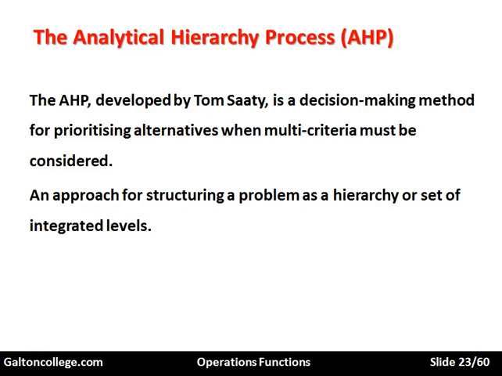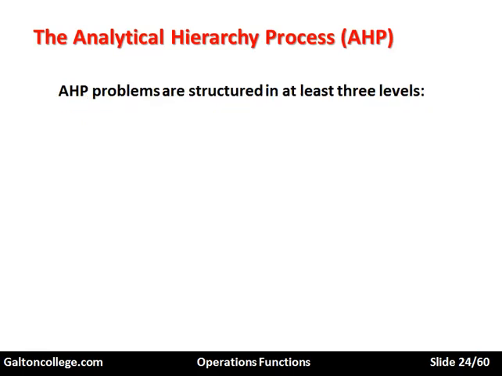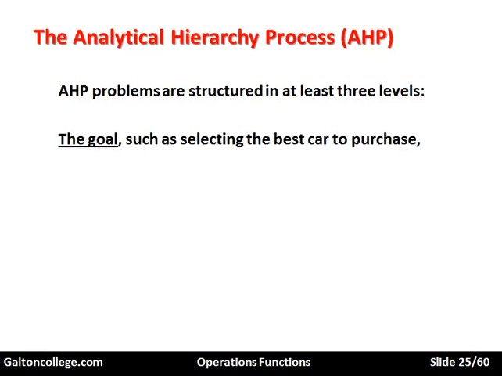Now the solution put forward by Tom Satie, it's actually quite straightforward and it's quite clever. The AHP problems are structured at 3 levels. First of all, the goal, such as selecting the best car to purchase, if that was our objective, then what's the goal of the organization, or what's the goal of the individual? If the company is going to buy cars for its sales force, then select the best car.